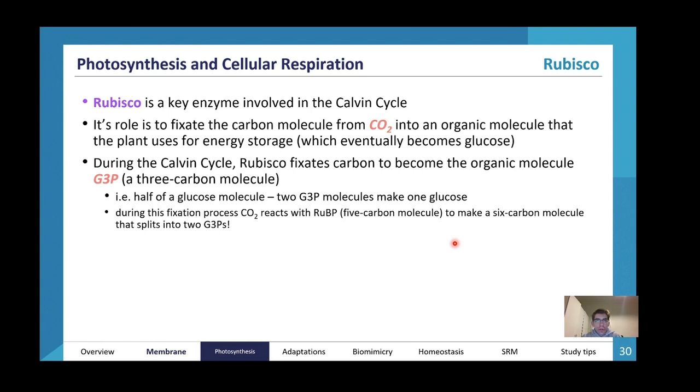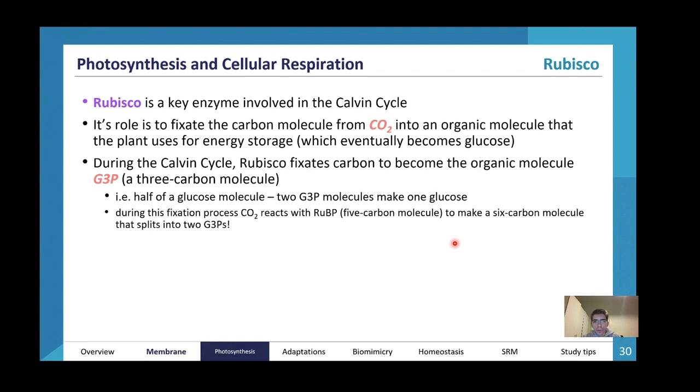So rubisco is the enzyme that fixes carbon into the glucose form. During the Calvin cycle, rubisco fixates carbon to become the organic molecule G3P, a 3-carbon molecule, where half of a glucose molecule, 2 G3P molecules, make 1 glucose.